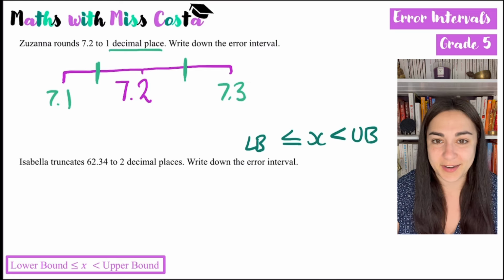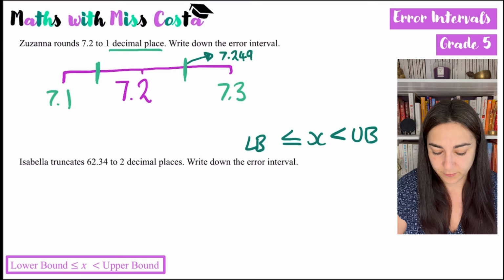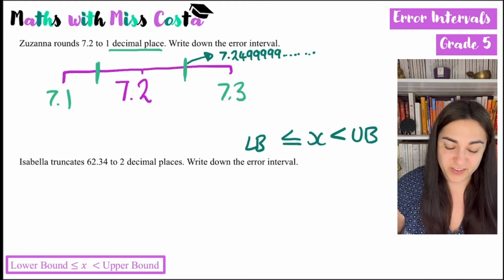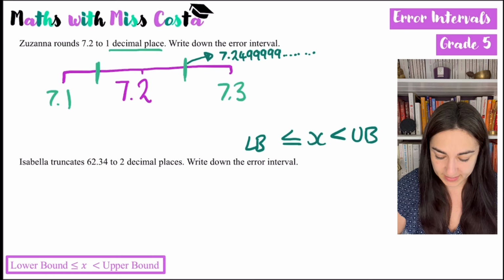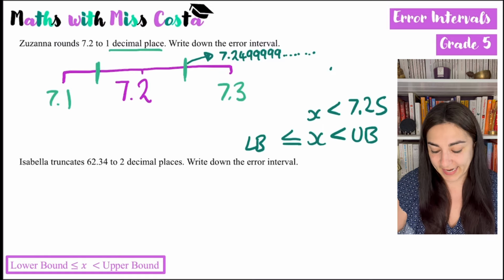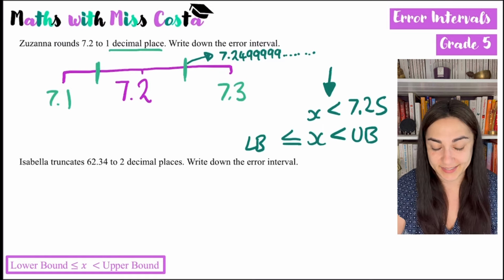So there's a lot of debate that this number here, if I think about it logically, could be 7.24999 going on until infinity. But just to make life easier, for the GCSE, the upper bound is just going to be, in this case, 7.25. Because we say that it's less than 7.25, so therefore it can be anything under this.